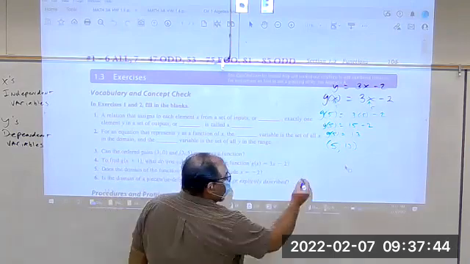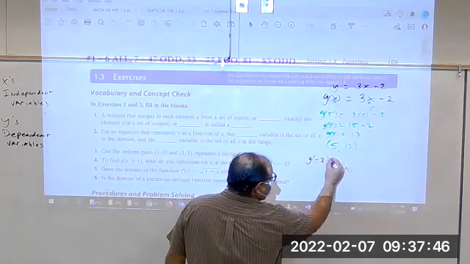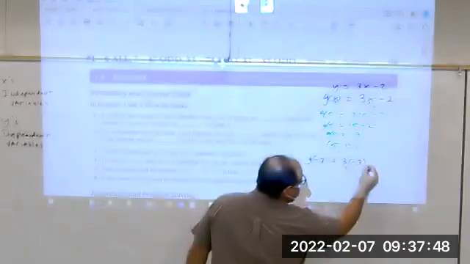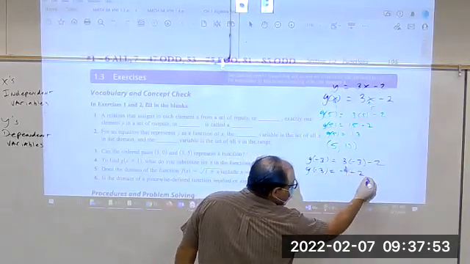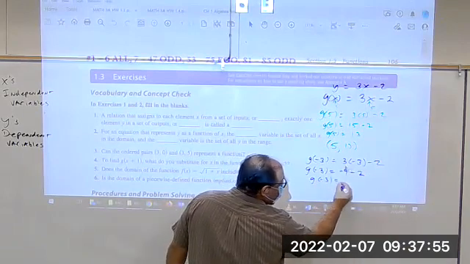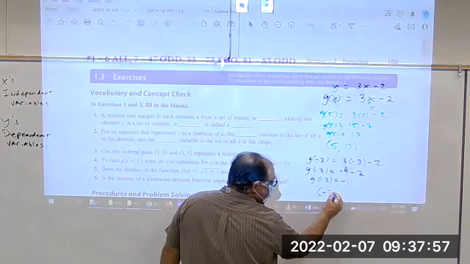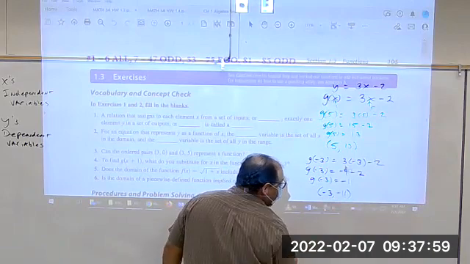If you had to plug in -3, so now plug in something different. So 3 times -3 minus 2. So G of -3 equals -9 minus 2. So G of -3 equals -11. So when -3 goes in, we get -11.